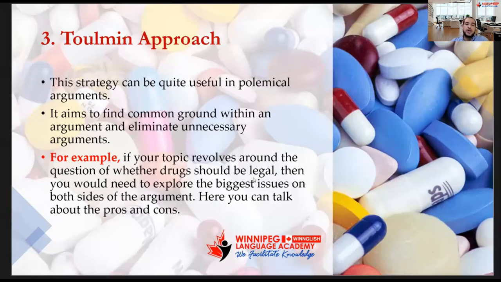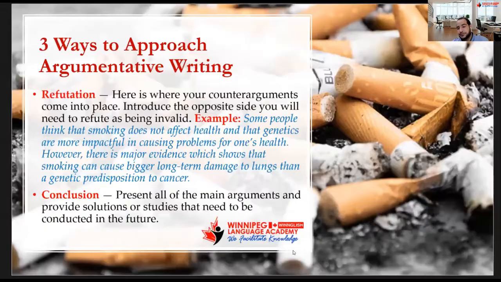Okay, it says here, if the topic revolves around the question of whether drugs should be legal, then you need to explore the biggest issues on both sides. So you say, what are the facts, what happened? Or pros and cons. The pros of making drugs legal are 1, 2, 3. The cons of making drugs legal, you mention 1, 2, 3. In the Toulmin approach, you could mention your opinion, or you could just say these are what people think, and it is a topic of controversy.